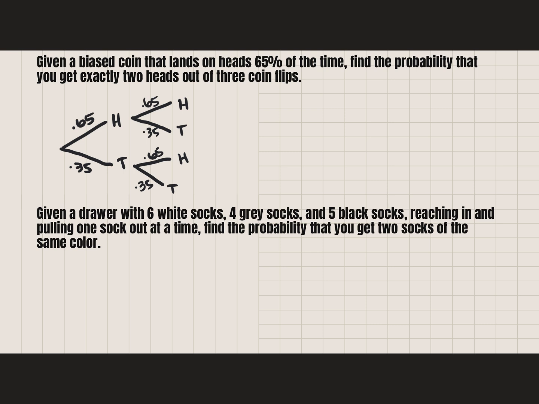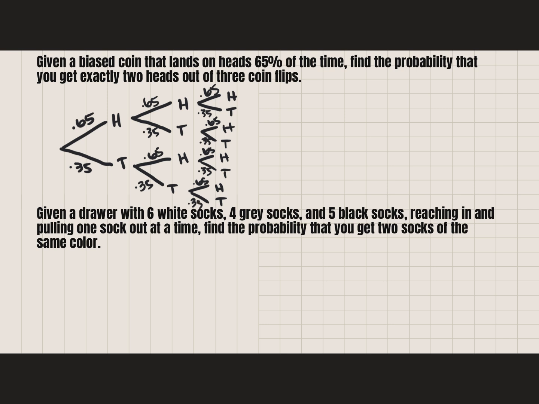And then this says out of 3 coin flips. So I'm going to go ahead and do this one more time. So heads, tails, heads, tails, heads, tails, heads, tails, and then all my heads are going to get 0.65 as their probability, and all the tails will get 0.35 as their probability. I'm kind of squeezing that all in there.